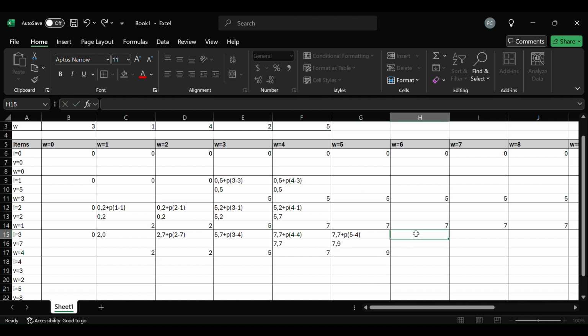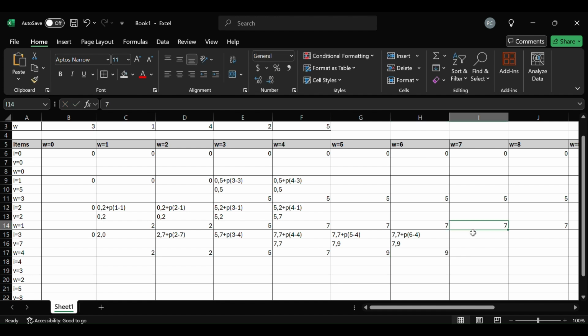And then you'll repeat the step. 7 versus 7 plus P of 6 minus 4. So this will be 7 plus P of 2. Go up, go to 2. 7 plus 2 is 9. So 7 versus 9, and it will be 9, right? Pick up.